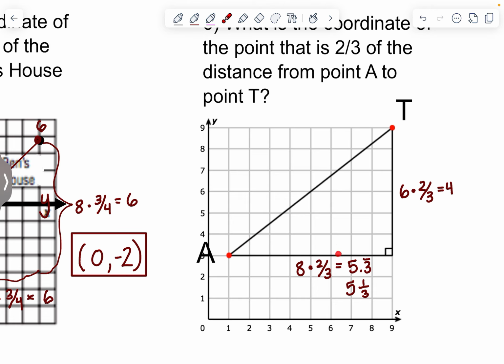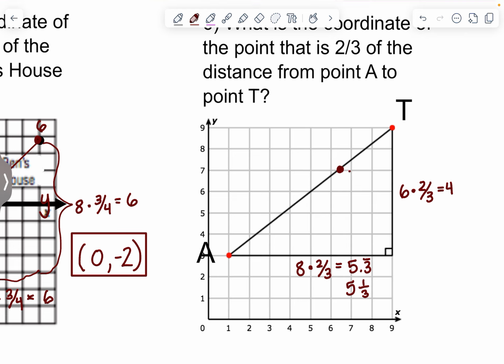Right here. And then I need to go up, not all units, but I need to go up 4 units. So from here, up 4 is 1, 2, 3, boom, 4. So let's plot our point.